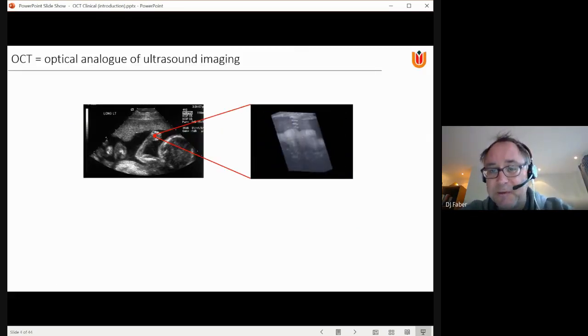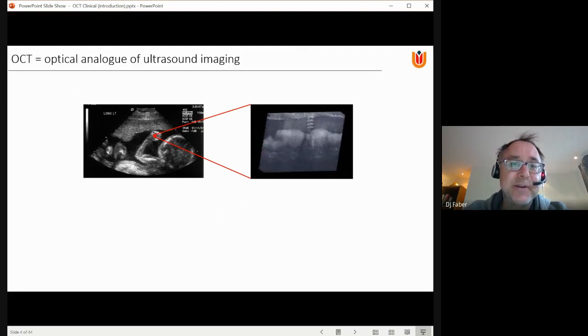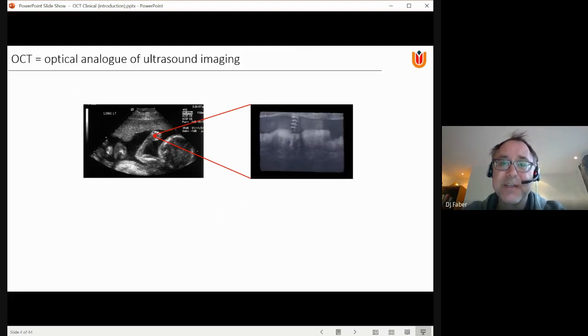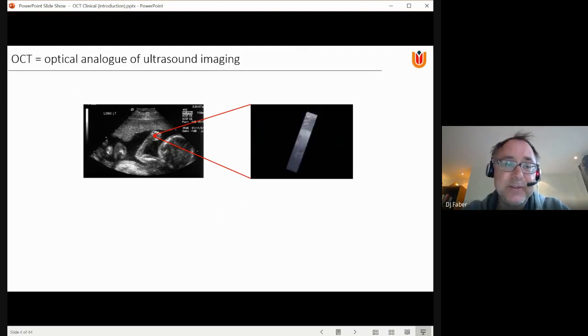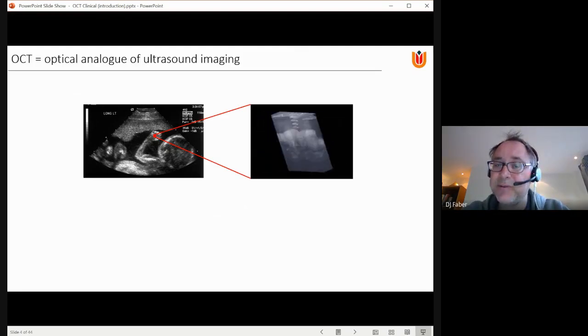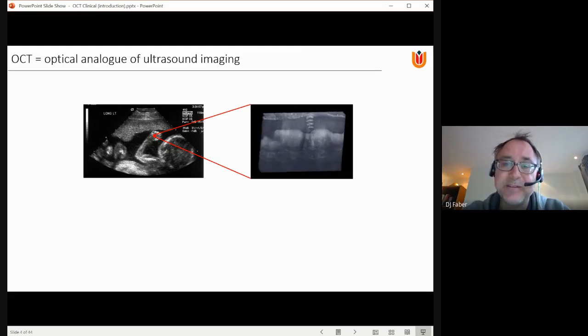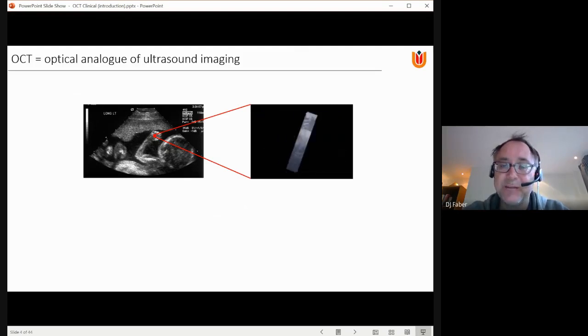Okay, so this you know. So we broadly consider OCT as the optical analog of ultrasound imaging. So you can make the same kind of images in 3D as well, of reflectivity as a function of depth or spatial position. But because you use light waves instead of sound waves, you can achieve a much higher resolution. You can resolve much smaller structures.